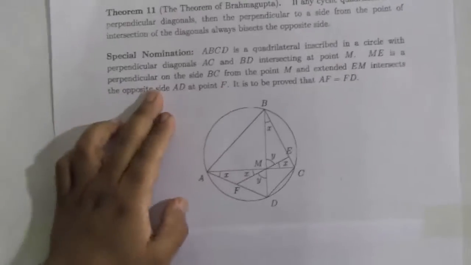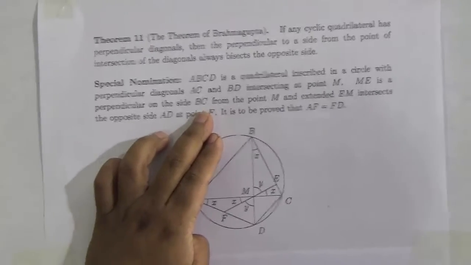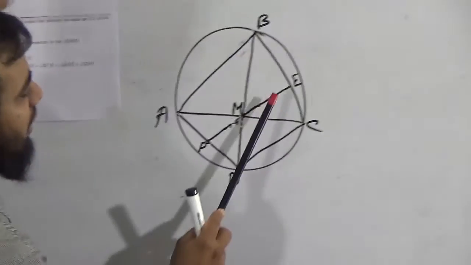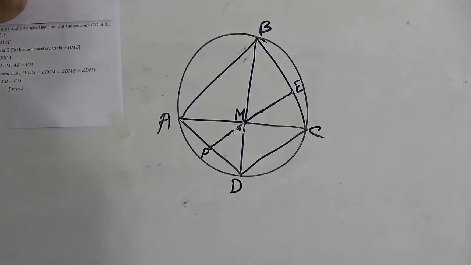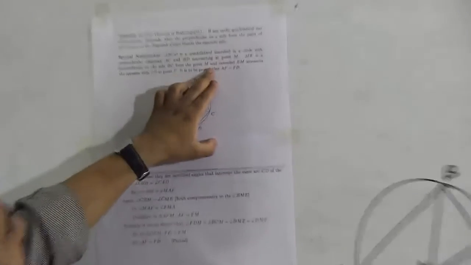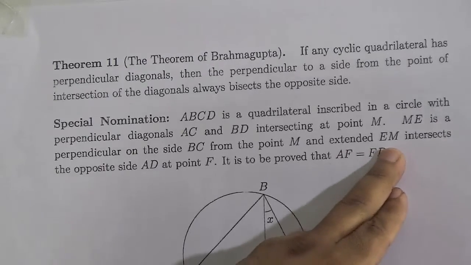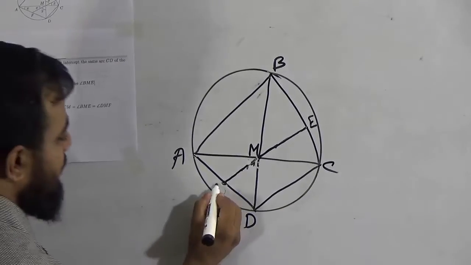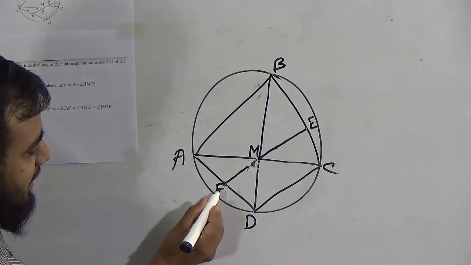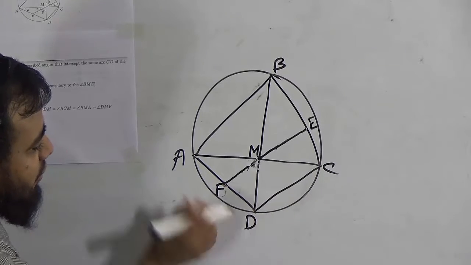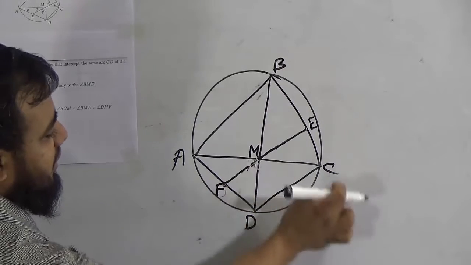ME is perpendicular to the side BC. I have written down that ME is a perpendicular line on the line BC. This is a perpendicular on BC from the point M, and extended EM intersects the opposite side AD at the point F. That means this point's name is suppose F. So the extended EM intersects the opposite side at F. Sorry, AD. AD is the opposite side of BC.